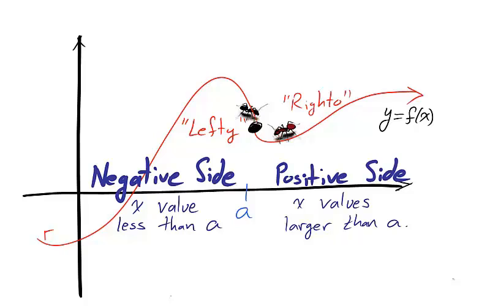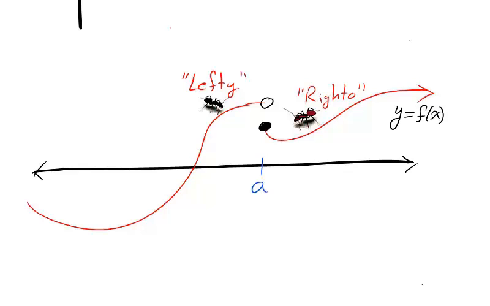If the ants fail to meet, then the limit does not exist. In this graph, both Lefty and Righto will meet at the x value a, therefore the limit exists. But in this graph, Lefty and Righto will not meet at x equals a, so the limit does not exist.